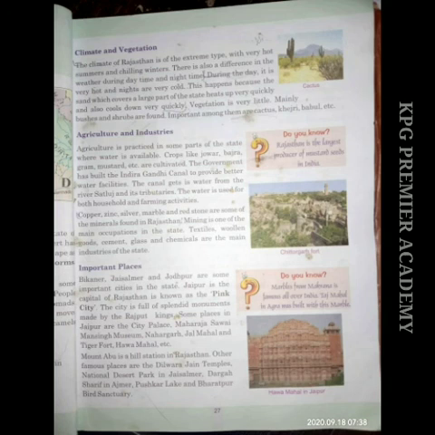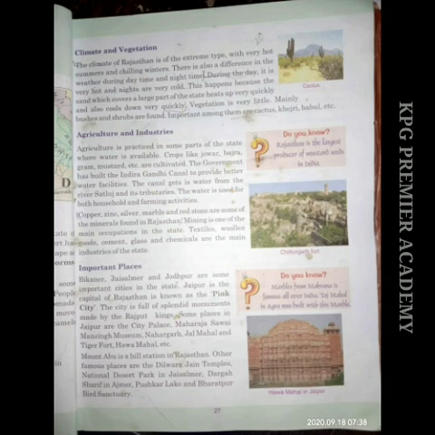Next paragraph, important places. Bikaner, Jaisalmer and Jodhpur are some important cities in the state. Jaipur is the capital of Rajasthan and is known as the Pink City. So what is the capital of Rajasthan? The capital of Rajasthan is Jaipur and it is also known as the Pink City of India.